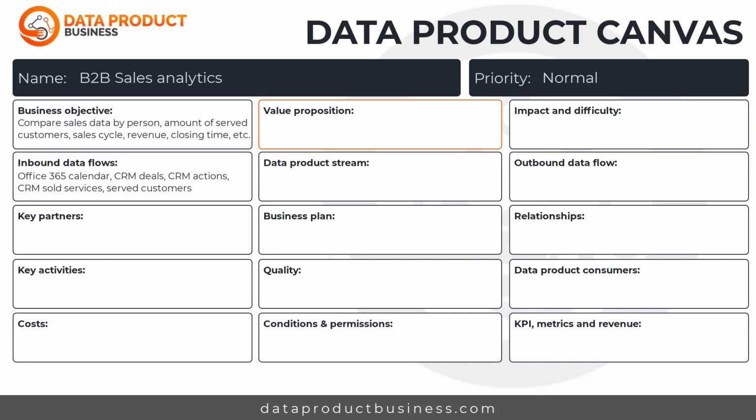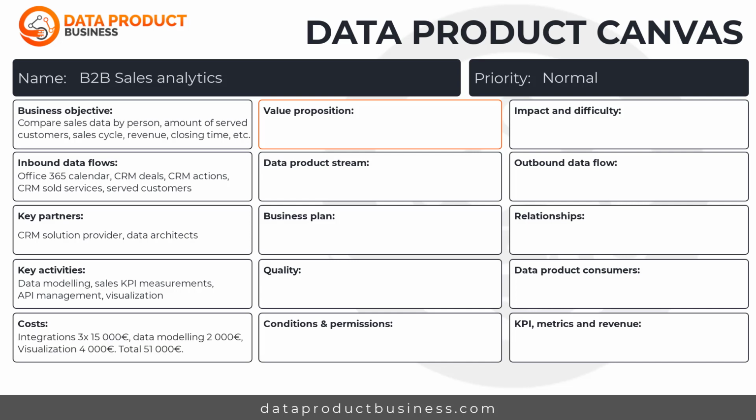Data were collected from several different sources but only from 3 different systems: Office 365 Calendar, CRM Deals, CRM Actions, CRM Sold Services, and Served Customers. The most important partners for the implementation of the data product were the supplier of the CRM system and the organization's own internal data architects. The most important tasks were inherently data modeling, sales management metrics, API management, and data visualization.